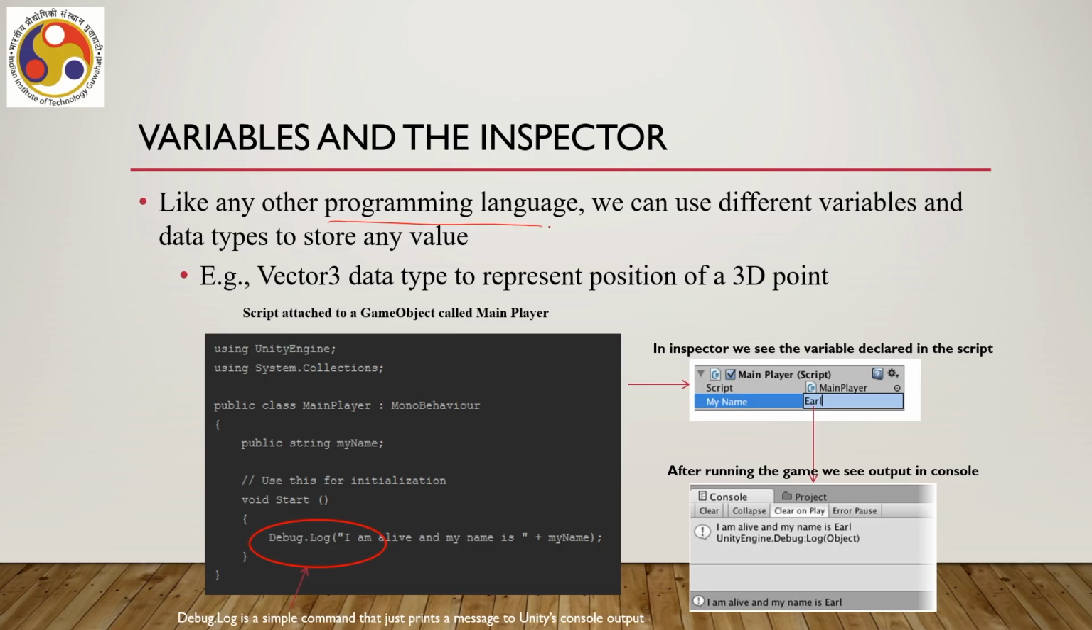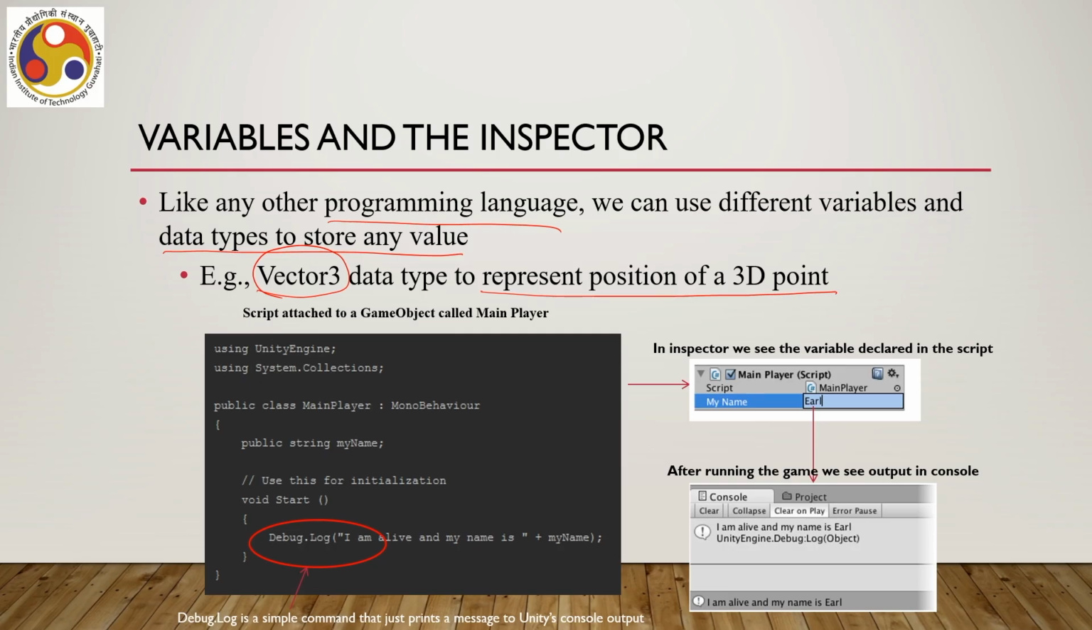Like any other programming language, we can use different variables and data types to store any value, because scripting is nothing but a programming language. Variables and data types are crucial components of any programming language, and so are they for the scripting language C#. For example, there is a data type Vector3, which we can use to represent a position of a 3D point.